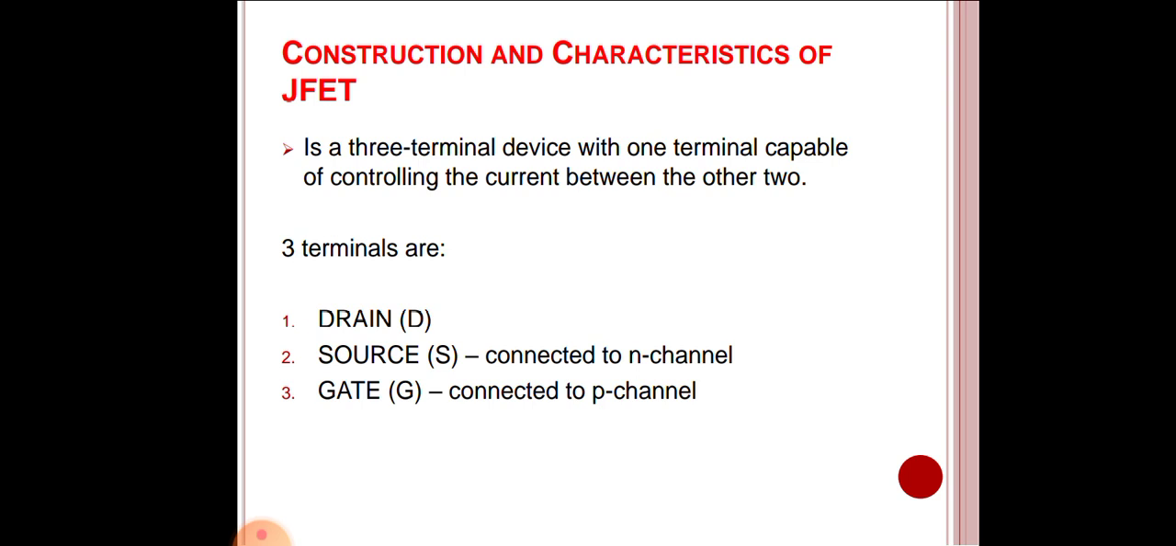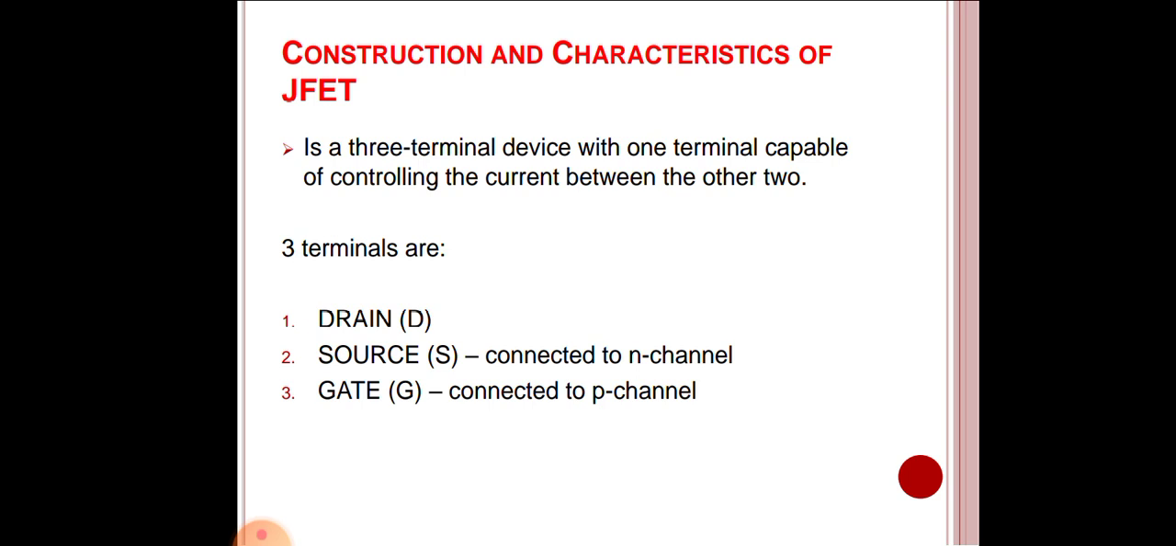these active components, because the conductivity of these semiconductors we can control with the help of temperature. That's why these semiconductors are used while manufacturing these active devices. So depending on N-type and P-type semiconductor, there are types of transistor and field effect transistor as well. The types of JFET are N channel JFET and P channel JFET.